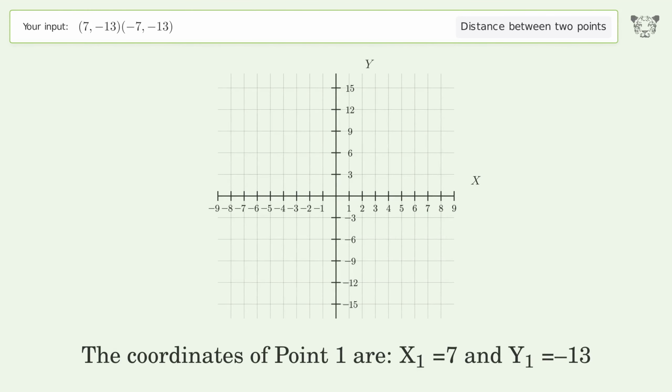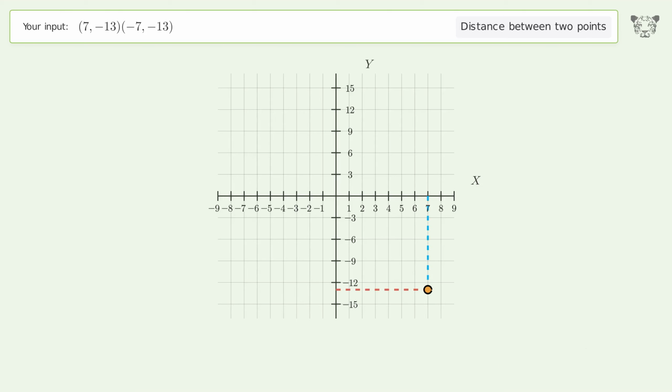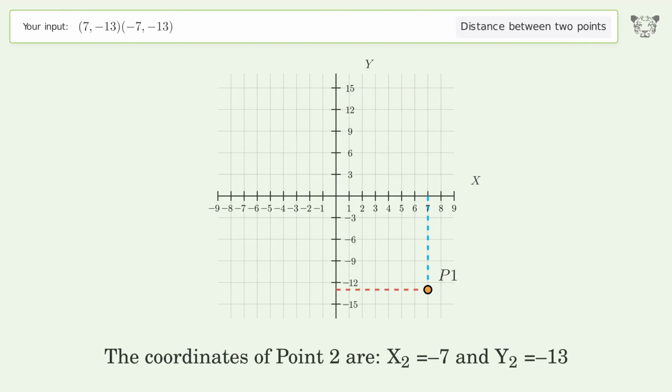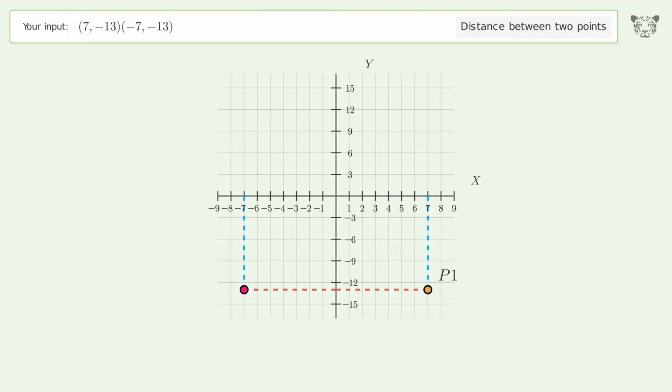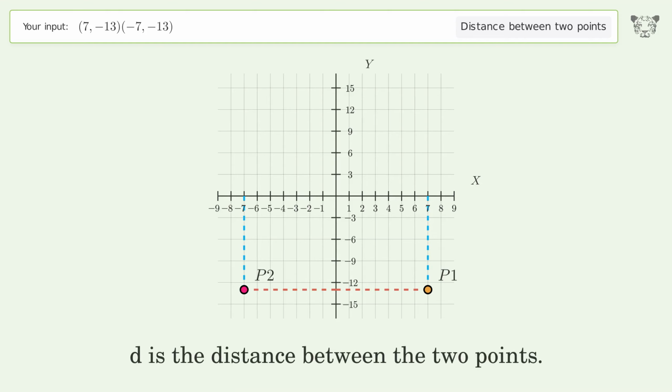The coordinates of point 1 are x1 equals 7 and y1 equals -13. The coordinates of point 2 are x2 equals -7 and y2 equals -13. D is the distance between the 2 points.